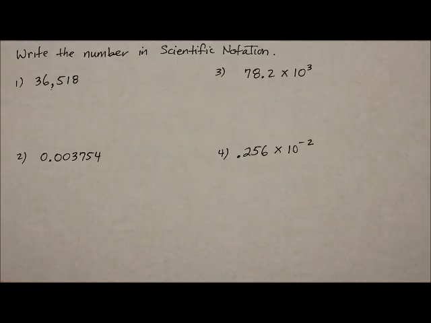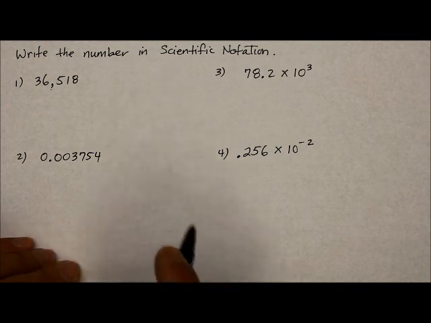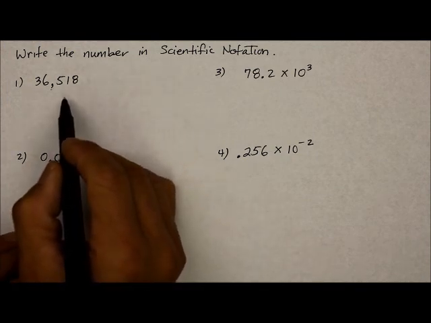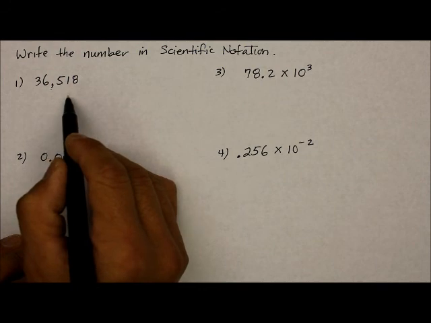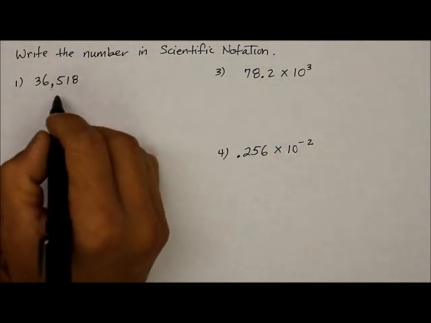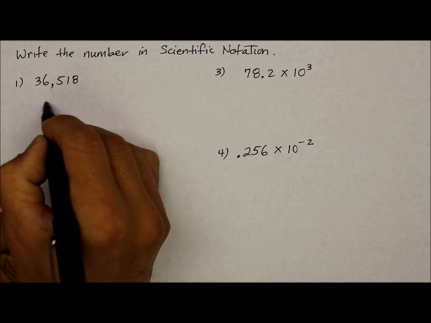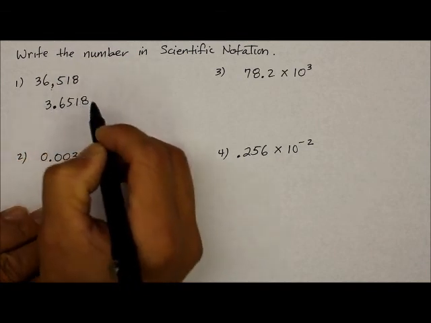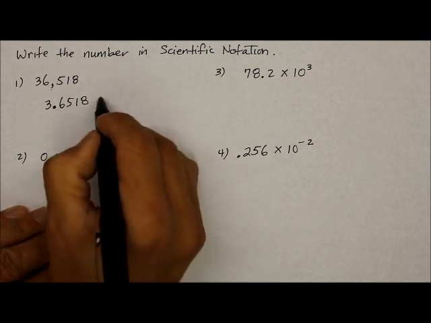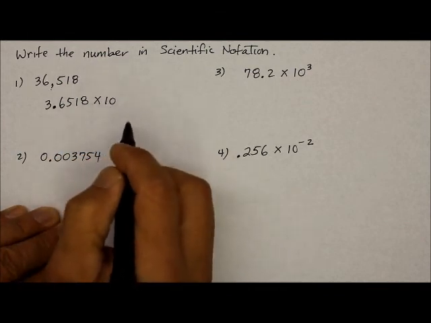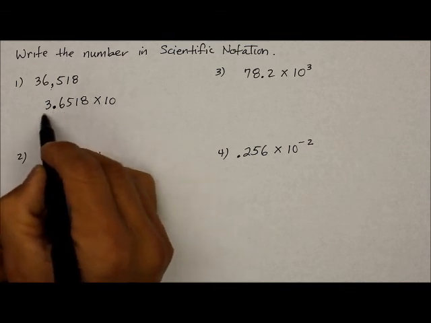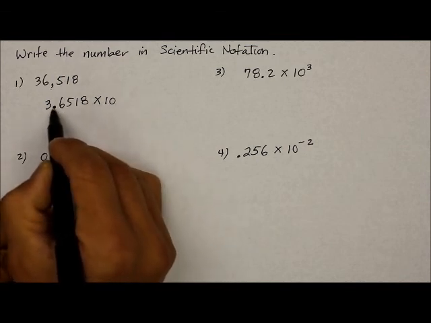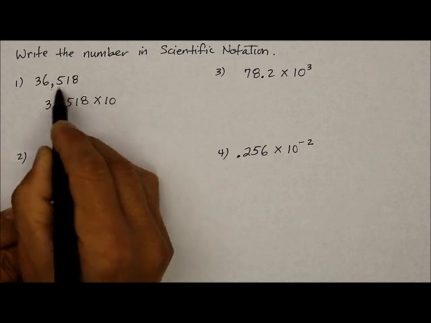There it is. Now this section is about writing into a scientific notation. Okay? Writing into a scientific notation. Now that's just a regular number. We have 36,518. Now I know that this one, to be scientific, it must be 3.6518. Okay? Times 10 to some power. Now, if this was a scientific notation, how many spaces do I need to move to the right to go back to where it was?